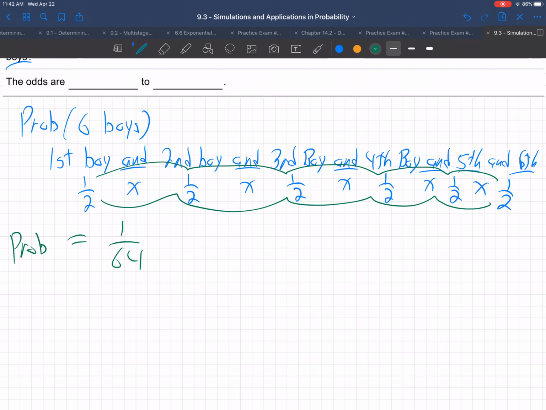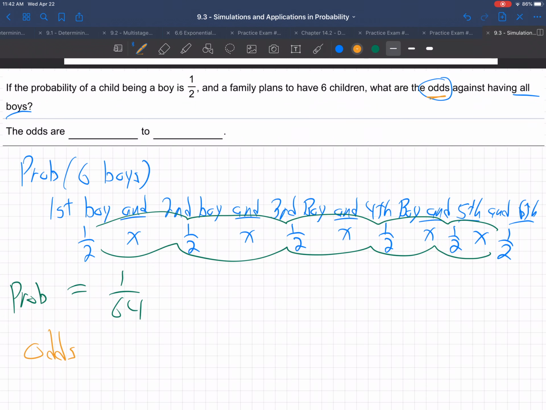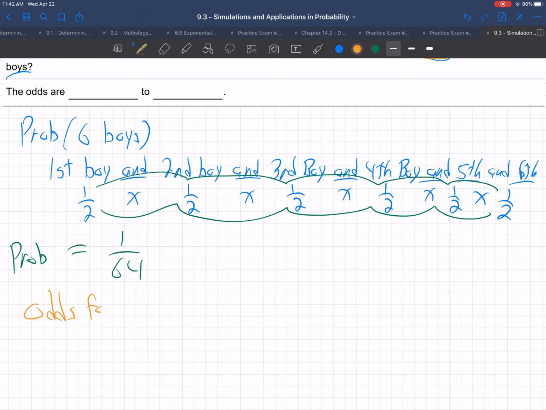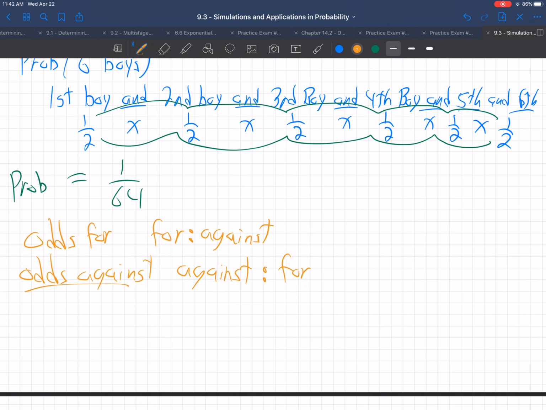Now, let's switch to odds. So then they ask us odds, but careful, it's not just odds, it's odds against. So odds for something is for colon against. If they ask us odds against something happening, that means you put the against first. And then the for. Does that make sense? They're asking us odds against.